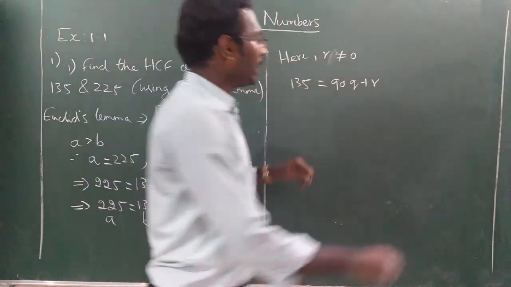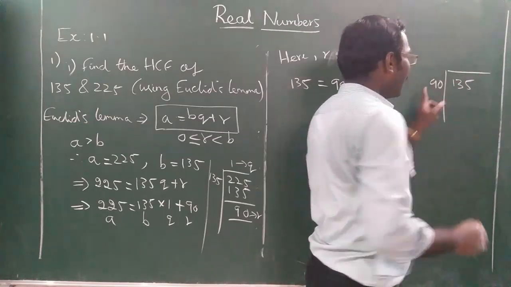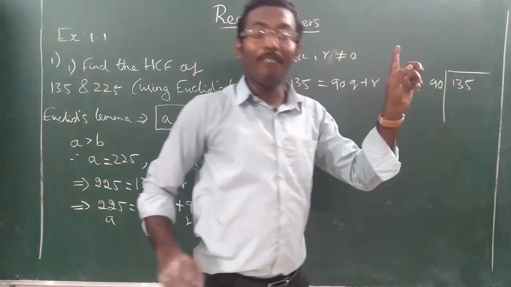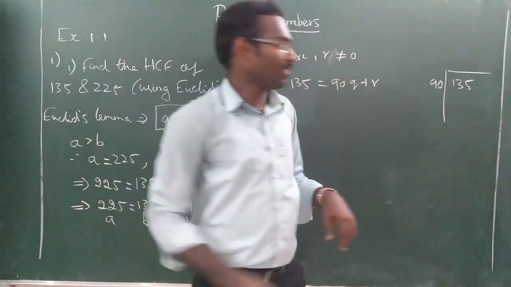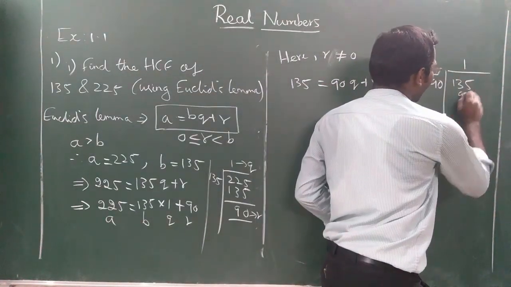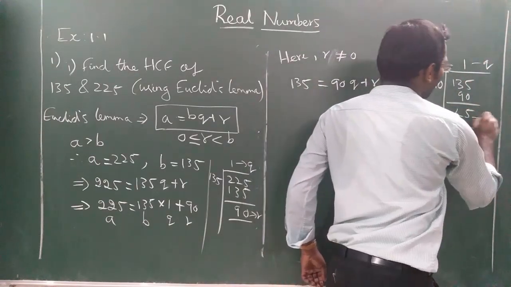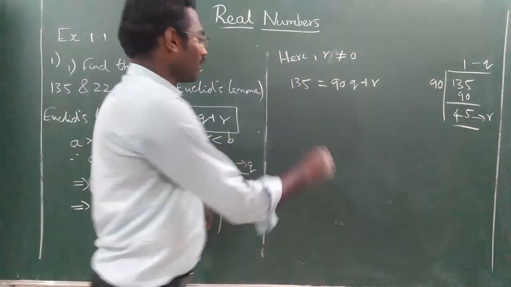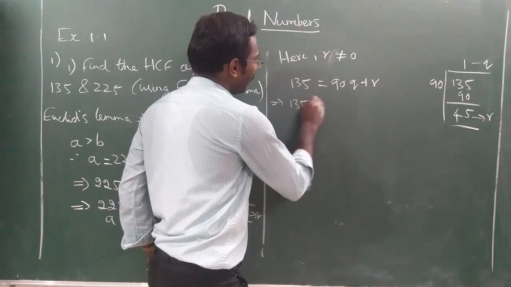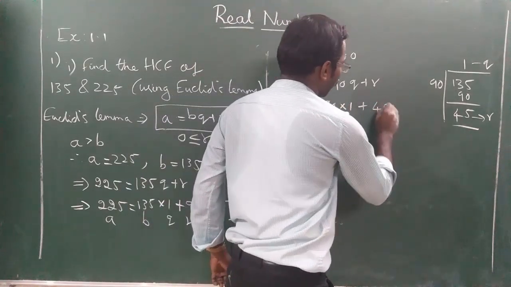Okay. So divide 135 by 90. 135, 90. How many times is 90 there in 135? How many times? Only one time. So 1 times 90 is 90. Remaining 45. This is quotient. This is remaining. Are you all following? Okay. Now, that's what it gives. 135 is equal to 90 into 1 plus 45.